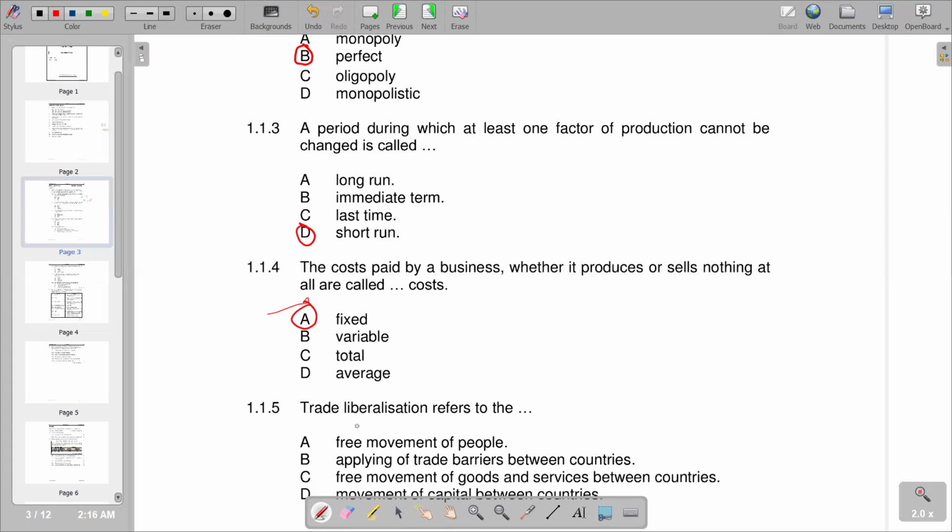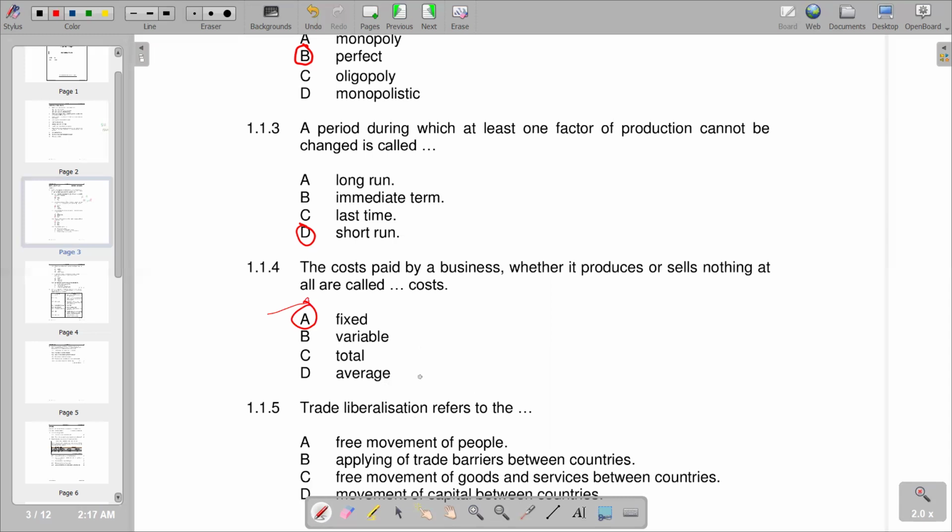Then moving on to the next part of the question, which is 1.1.5. Trade liberalization refers to the... We know that when we are talking about trade liberalization, we are talking about the removal or reduction of restrictions or barriers such as tariffs. In this case, we are trying to promote free exchange of goods and services between nations. So this is what we have in terms of trade liberalization.